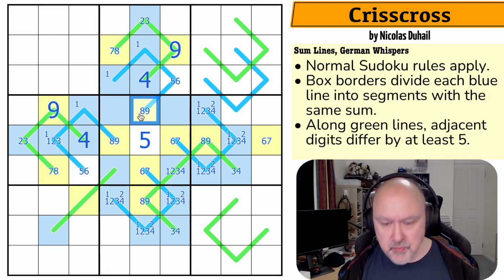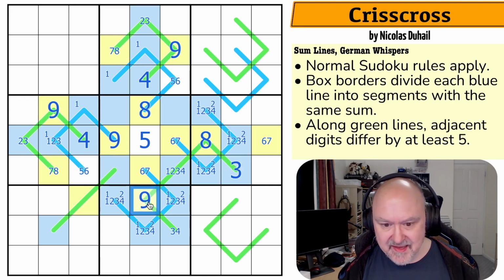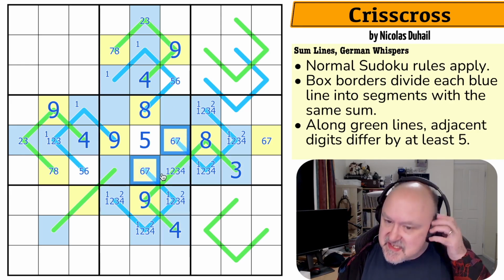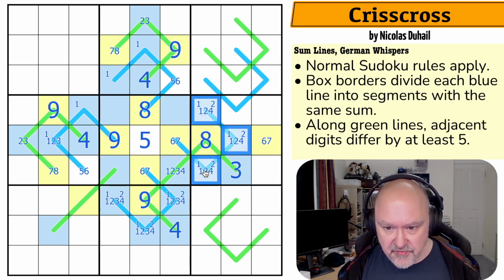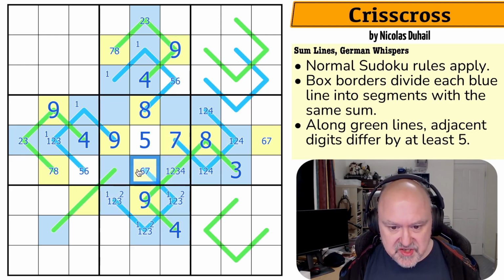This 9 is really powerful. It makes that the 8 and that the 9, which means this is the 8. Which means that can't be a 4 because it'd be only 4 apart. That's the 3. The 8 looks down, making that the 9, which makes that the 4. And that is needed because one of these needs to be 6 and one of these needs to be 7. They had to be different because this is the 1, 2, 4 now, which sums to 7. And this is the 1, 2, 3, which sums to 6.